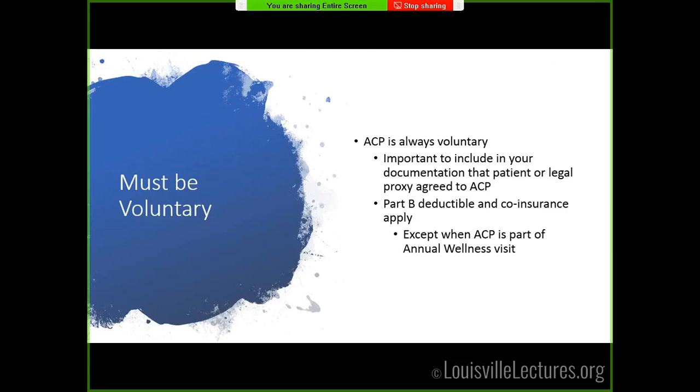In terms of the guidelines for documentation, so what we have to demonstrate and what we have to show, it must be voluntary. So the Part B deductible and coinsurance can apply for this unless it's the annual wellness visit, and the advanced care planning is included as part of that. The reason that this matters is that we have to make sure that we've informed our patient that this is a potential thing that they could receive a bill for, though that's generally a fairly small copayment for the patient, but we want to make sure that we're leaving a good sense of informed consent with the patient as we have these conversations and we're documenting and we're billing.